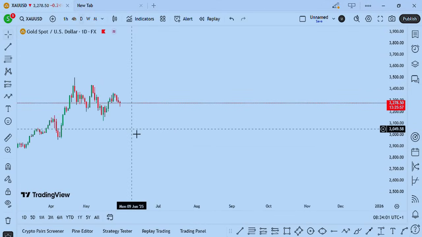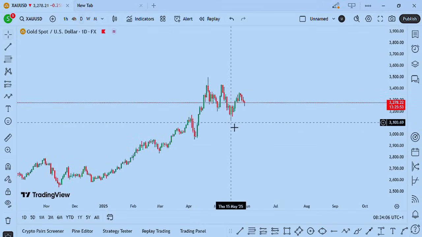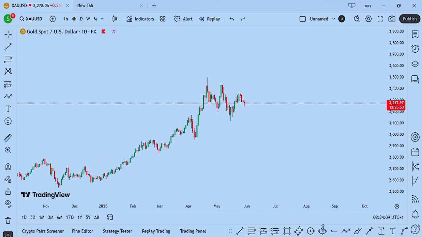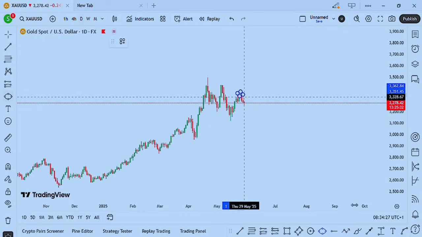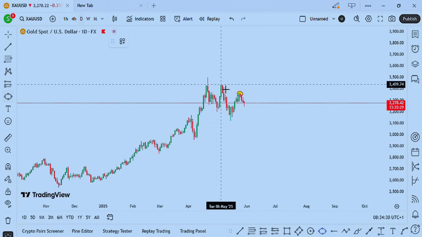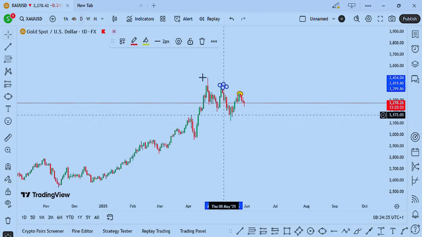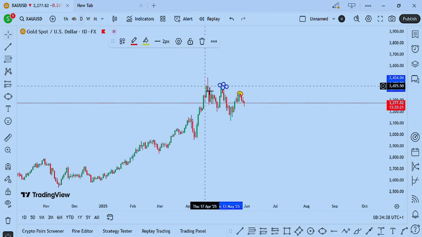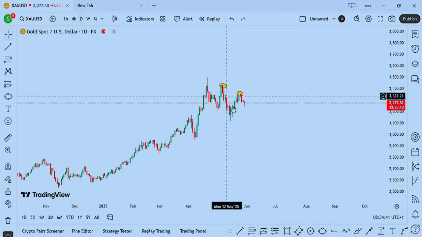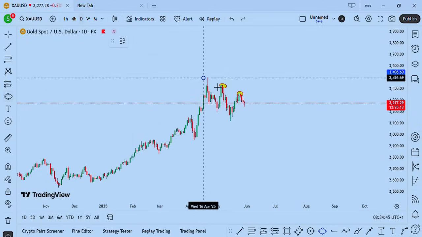Secondly, if you look carefully at this chart, there's a chart pattern here that is formed on this daily time frame. That's why I'm contemplating that this gold trade might reverse. This is a head and shoulders pattern. The right shoulder is here, then this is the head, and then this is the left shoulder here, right?